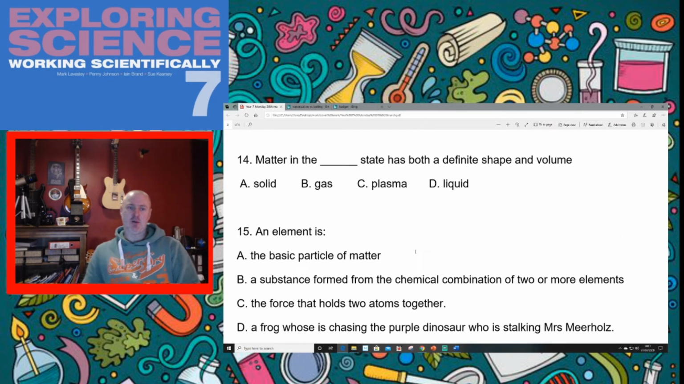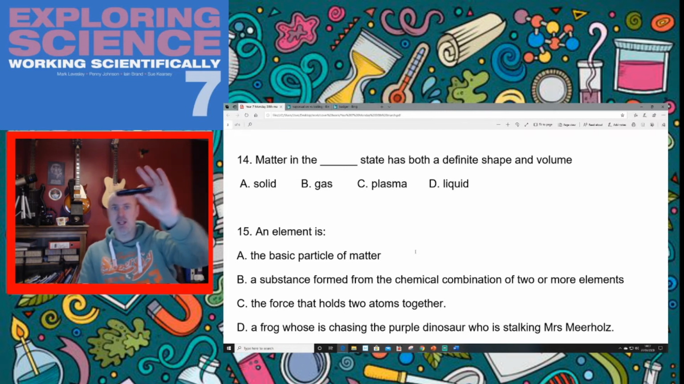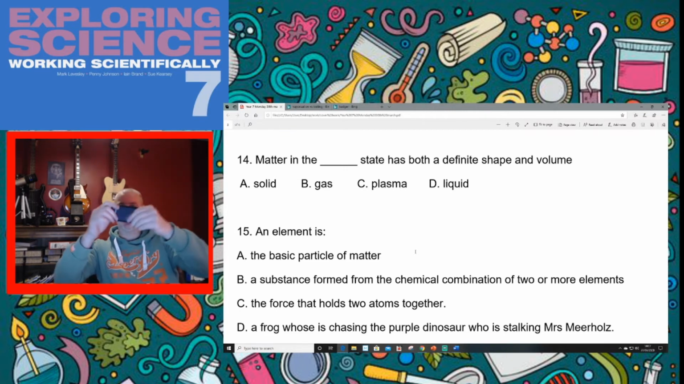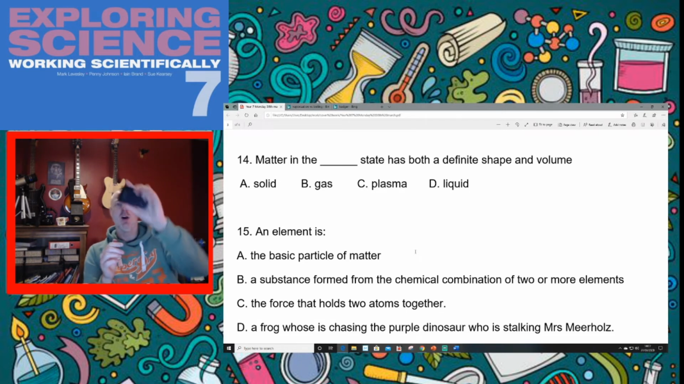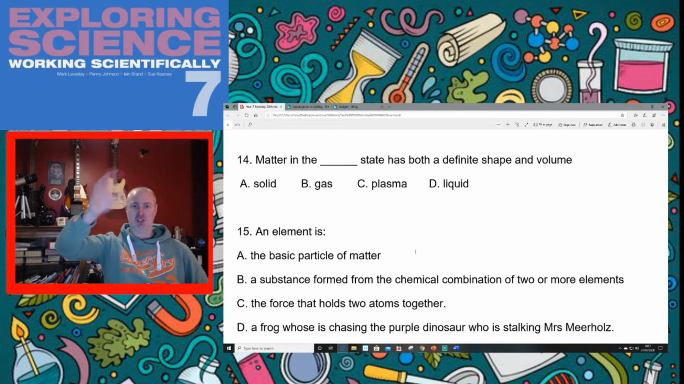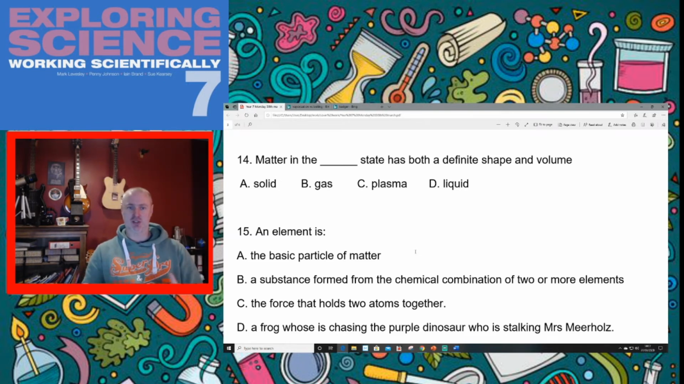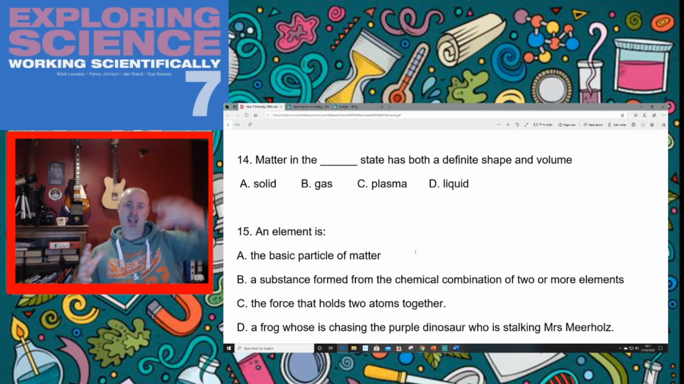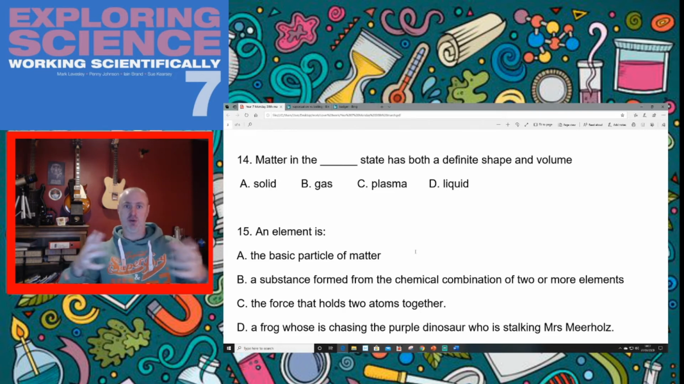Matter in which state has both a definite shape and a definite volume? Well, it's a solid. For example, if I take this phone here, I can shake it around, turn it around, put it from one hand to the next, but it's still going to keep its shape and its size. If I had a cup of water and was swishing it around, its shape would constantly be changing. And if I had some gas, it would change to the size of the container it was in. Maybe it's in a balloon and I'm squeezing or stretching it open. It's going to change its volume. So if something has a fixed volume and a fixed shape, then it's a solid.